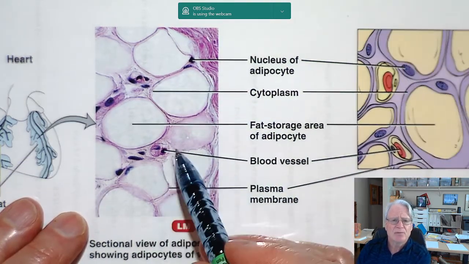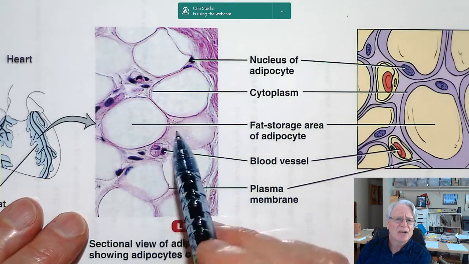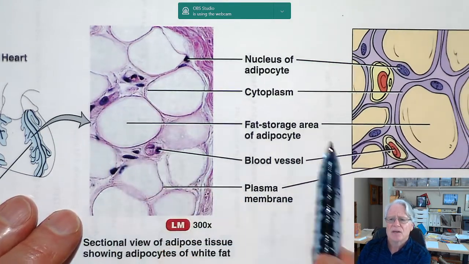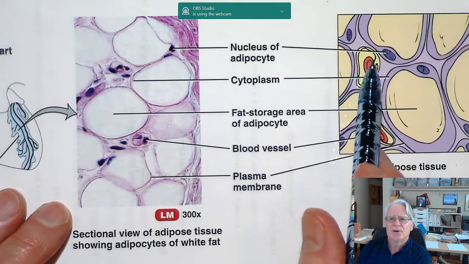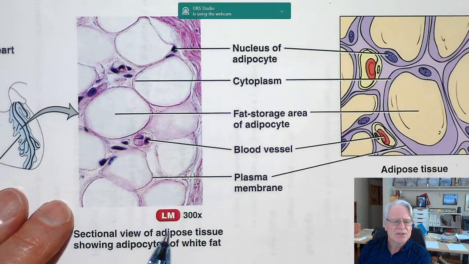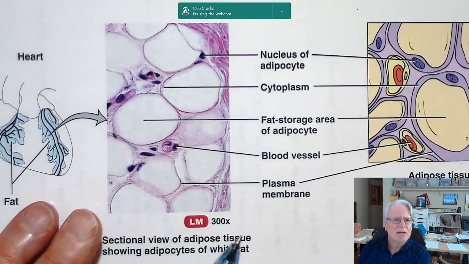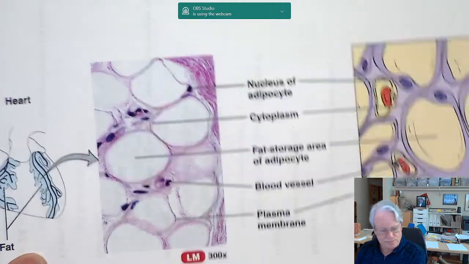You also see some blood vessels here. So this is a highly vascular tissue. You can see that here in the drawing. Okay. So this is a typical view of adipose tissue.